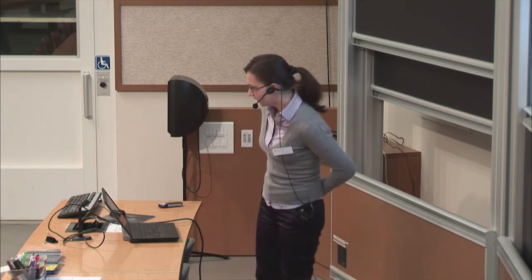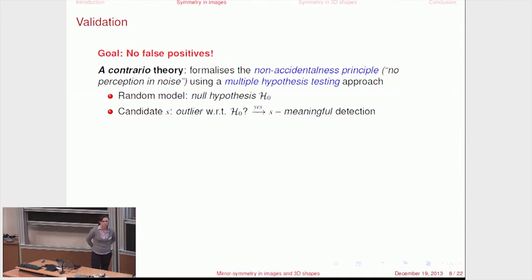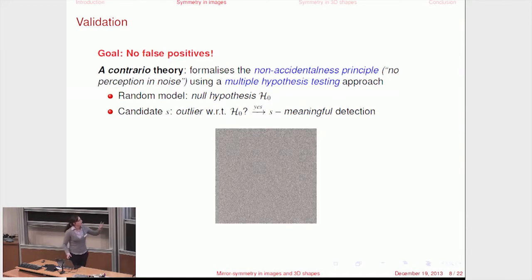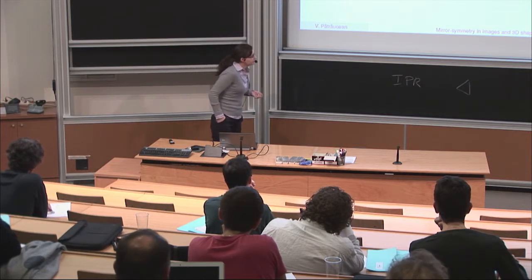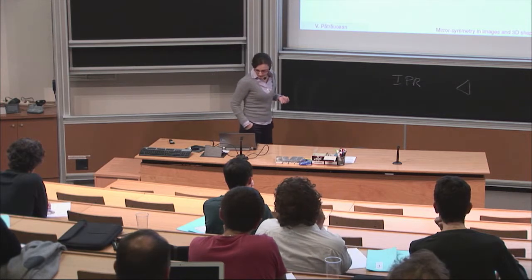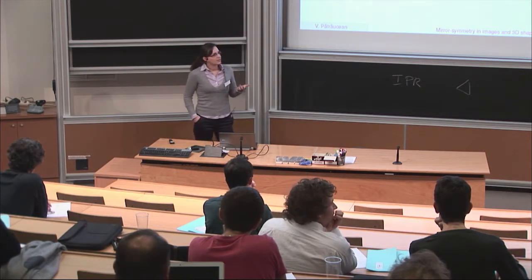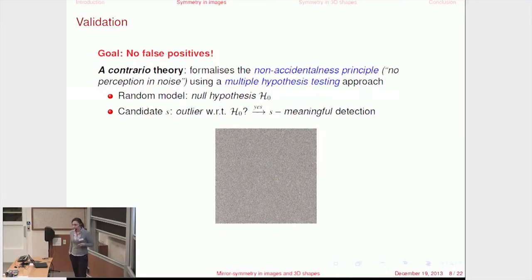And how do we use it? The non-accidentalness principle says that we see nothing in noise. So there should be no perception in noise. This might sound trivial, but it's not. When I'm given an image of noise, if I apply a detection method on it, it should report no detection. To do this, we need two ingredients. First, we need to define a random model. And then, when I'm given a candidate that I try to validate, I have to answer the question: is this candidate likely to occur in the noise model, or is it an outlier? And if it's an outlier, then it means it's a structured candidate, and it should be accepted as a meaningful detection.